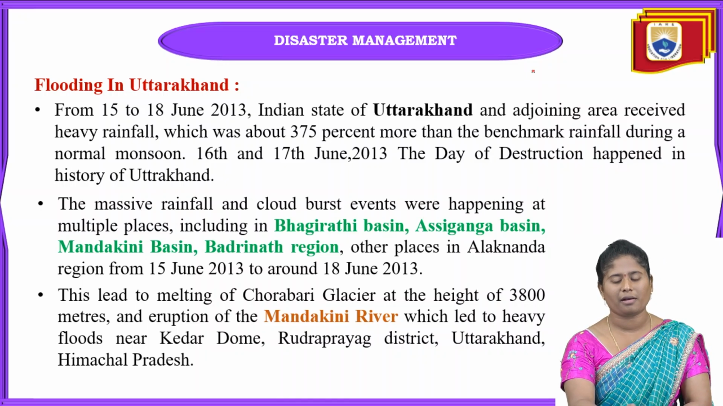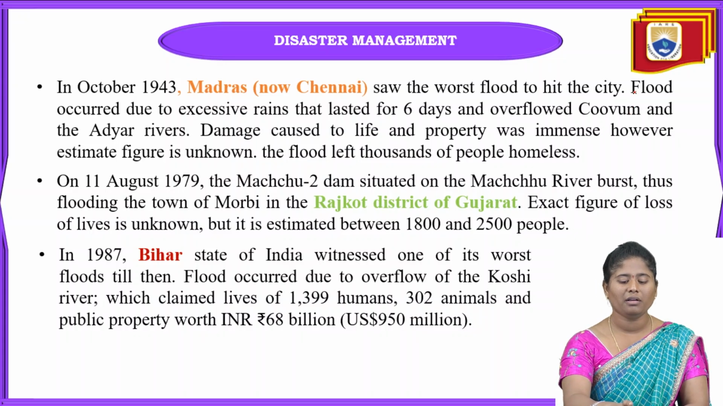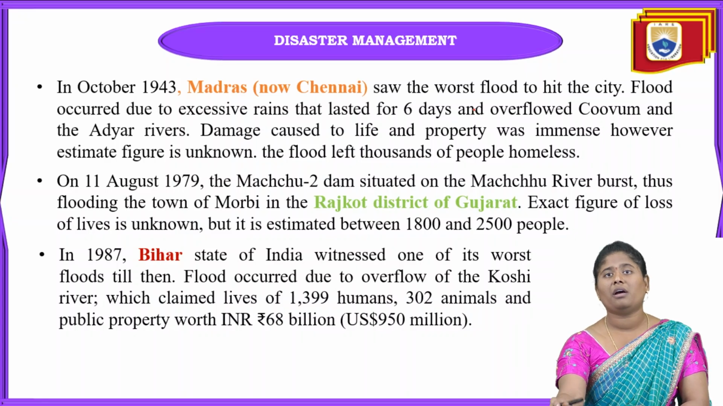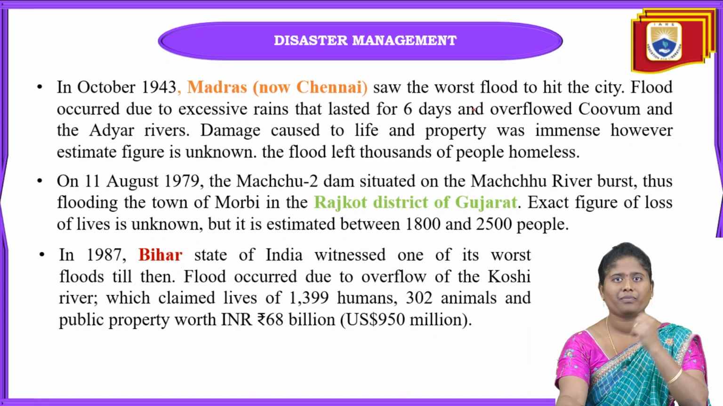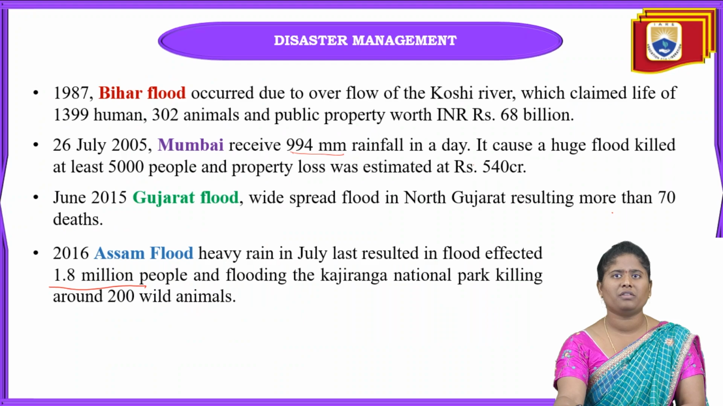And coming to the next one, other than Uttarakhand, these are the other states of our India. In 1943, in Madras, heavy floods also occurred at that time, because of excessive rainfall. I already kept this in the data just now.